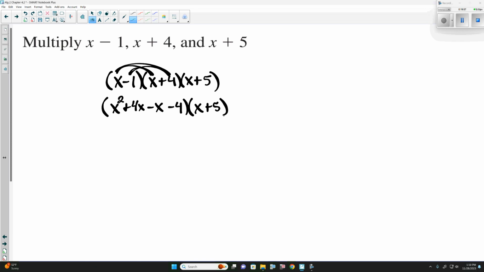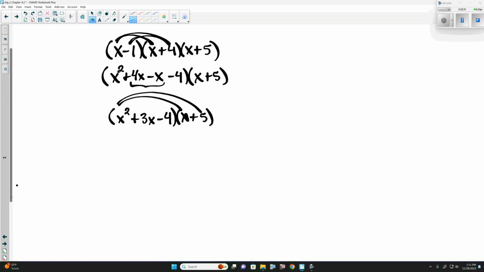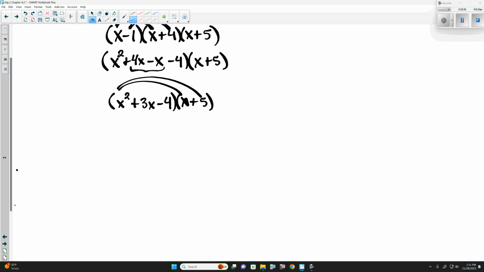Now at this point here we could go on and start multiplying through, but I would highly suggest if there are any like terms after you do a multiplication, combine them before moving forward. Because here, 4x minus x is 3x. And it'll make it a little bit easier to work with. And once we have it simplified, we're just going to multiply again.